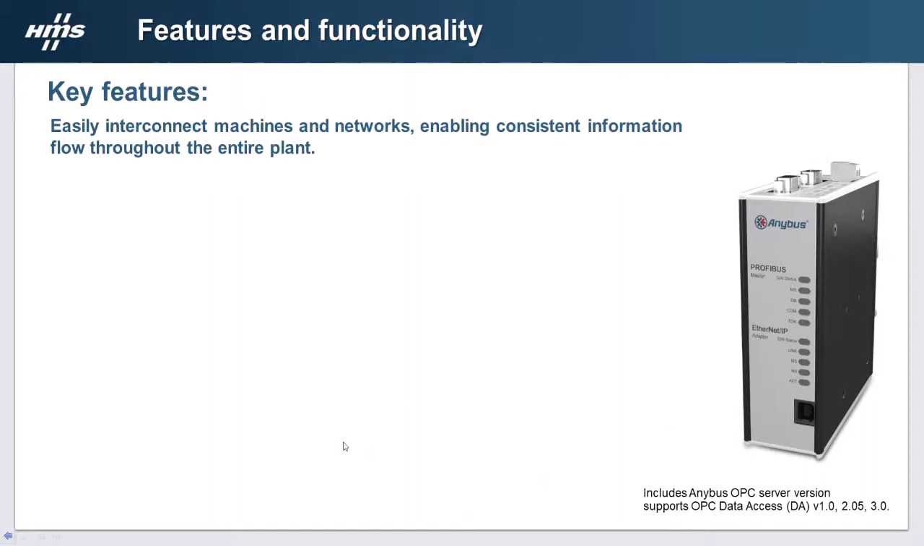So it easily connects machines and networks through. Oh, where's my mouse gone? It easily connects machines and networks, so you get consistent information. The easier way of explaining that is, it doesn't matter what network mix you get, you can support that on your machines.